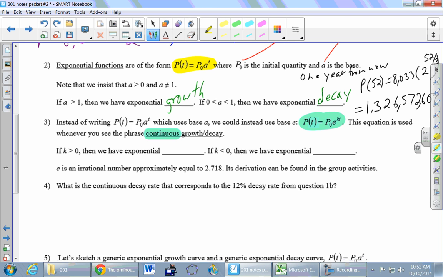Okay, so the value of k, which is right up here next to the t in the exponent, if k is positive, then it's exponential growth. And if k is negative, then it's exponential decay.